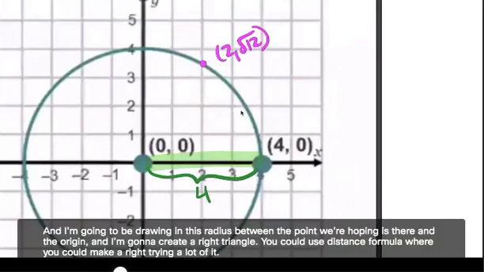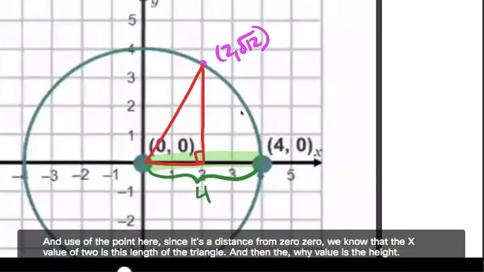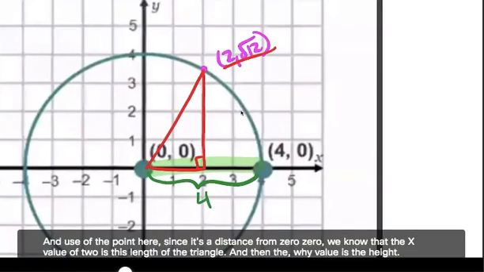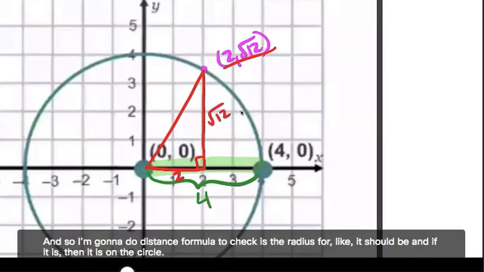And I'm going to be drawing in this radius between the point we're hoping is there and the origin. And I'm going to create a right triangle. You could use the distance formula, or you could make a right triangle out of it. Since it's a distance from 0, 0, we know that the x value of 2 is this length of the triangle, and then the y value is the height. And so I'm going to do the distance formula to check, is the radius 4 like it should be? And if it is, then it is on the circle.